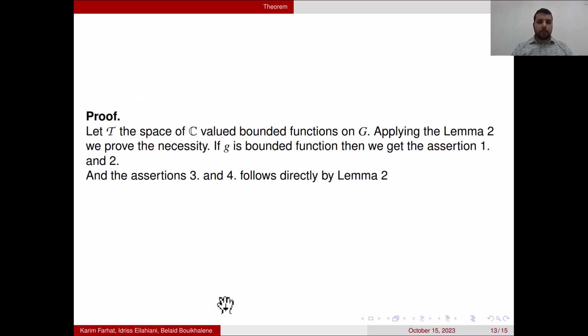Proof. Let T be the space of C-valued bounded functions on G. Applying lemma 2, we prove the necessity. If g is a bounded function, then we get assertions 1 and 2, and assertions 3 and 4 follow directly by lemma 2.